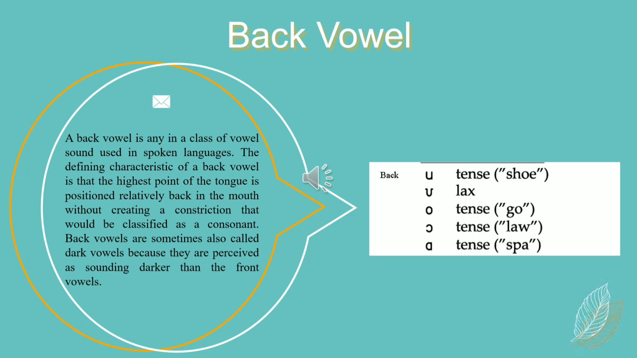Back vowel. Back vowel is any class of vowel sound used in spoken languages. The defining characteristic of a back vowel is that the highest point of the tongue is positioned relatively back in the mouth without creating a constriction that would be classified as a consonant. Back vowels are sometimes also called dark vowels because they are perceived as sounding darker than the front vowels. The example: u, ɔ, ɑ.